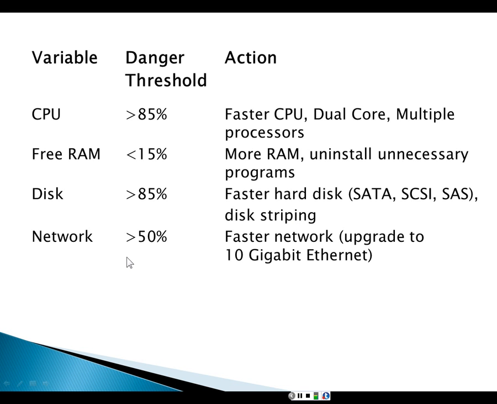And if network utilization is high, the danger threshold for network utilization is when it starts to get above 50%, that is when we start to worry. If network utilization is high, then you might want to get a faster network. That is, upgrade from 1 gigabit Ethernet to 10 gigabit Ethernet. Or you could get a second network interface card and implement NIC teaming, and that would take you from 1 gigabit to 2 gigabits of throughput.